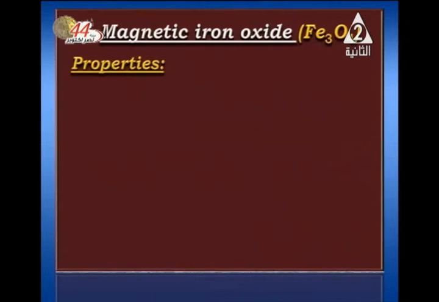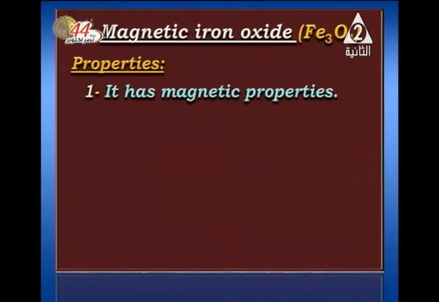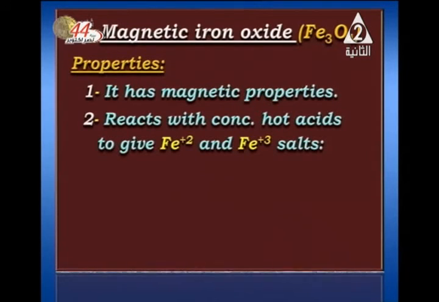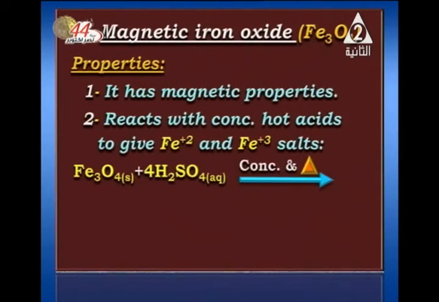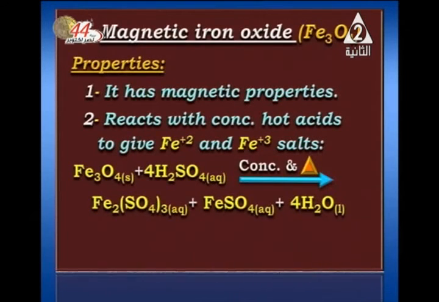The properties of magnetic iron oxide. It has magnetic property. It reacts with concentrated hot acids to give iron 2 and iron 3 salts. As the equation proceeds on the screen, magnetic iron oxide reacts with concentrated sulfuric acid and heat. It gives iron 3 sulfate and iron 2 sulfate, and water is produced.